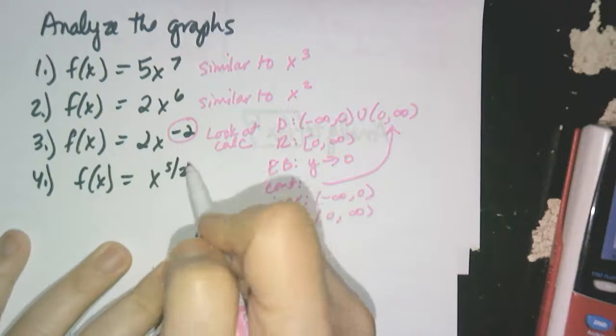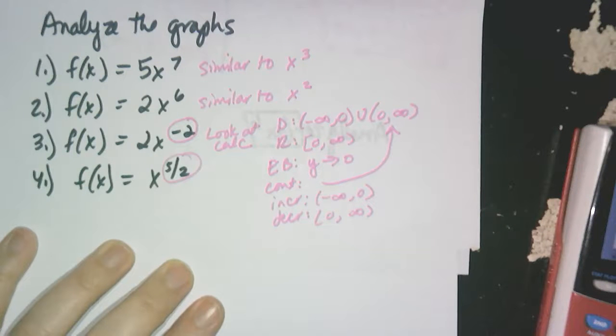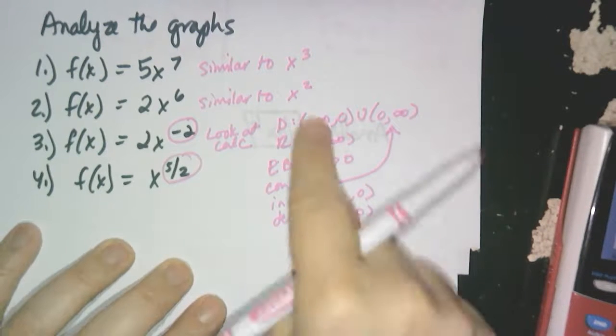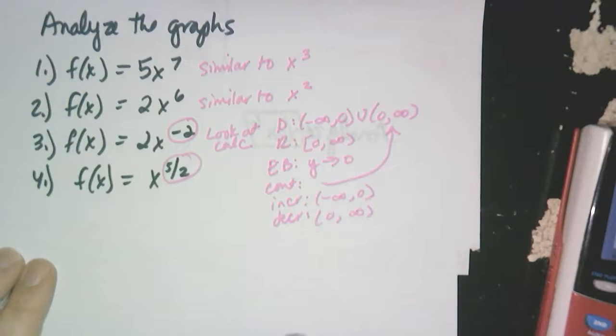All right, I want everybody to do this one by themselves. X to the 5 halves. Put it in your calculator right now. List out these 5 things right now for me: domain, range, end behavior, continuity, increasing and decreasing. I keep saying 5, it's 6.